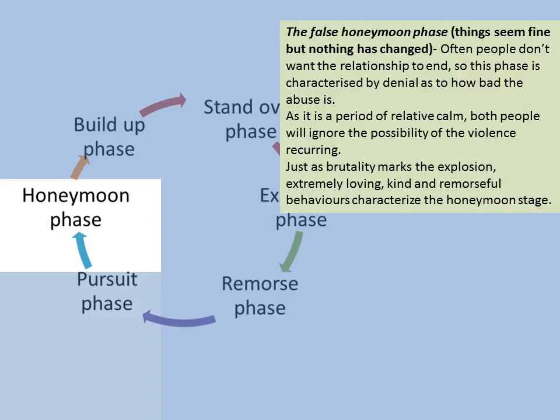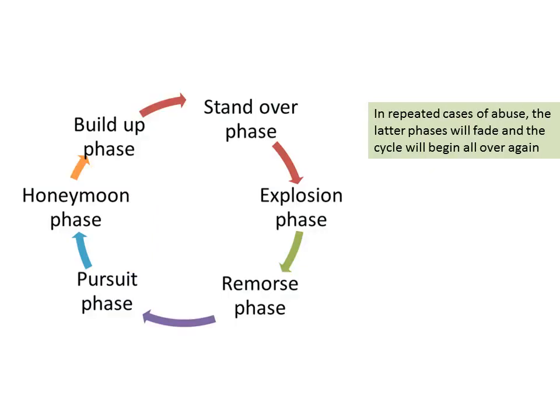I've heard the statistic thrown around of repeating that process 5 or 6 times before the survivor makes the decision to break it off permanently. I can't find that confirmed anywhere, but that's a figure that people have thrown around and have said was realistic for them. Where the cycle repeats constantly, the later phases are going to fade and the cycle begins all over again.